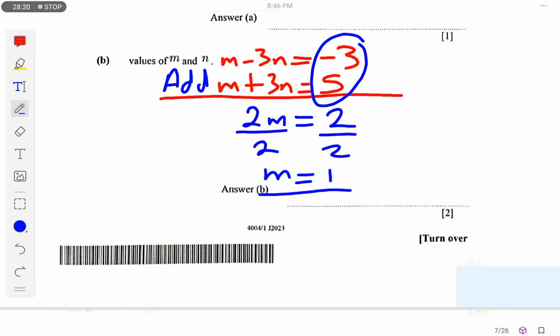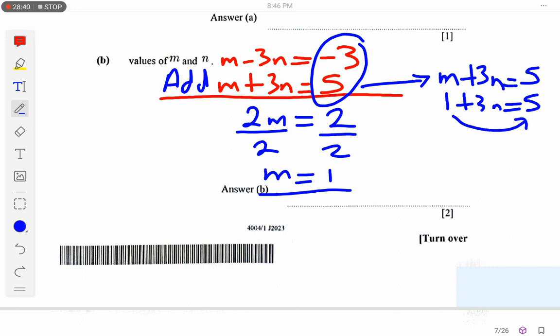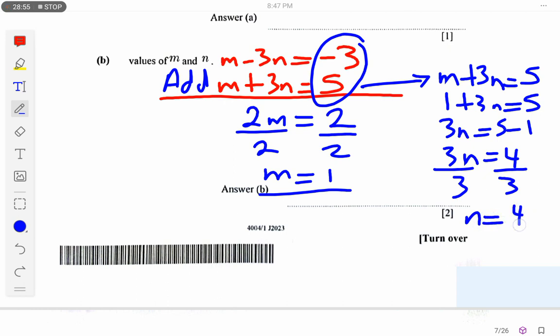Okay, let's find our n using any equation from these two. I can use this plus here. So I have m plus 3n is equal to 5 there. So this is going to be m. We know it's 1. So it's 1 plus 3n is equals to 5. So my 1 can go this side, and it becomes a minus. When it goes there and becomes a minus, I now have 3n is equals to 5 minus 1. So this is 3n is equals to 4. To get my n, I'm dividing by 3, by 3. So our n value is equals to 4 over 3, like that.